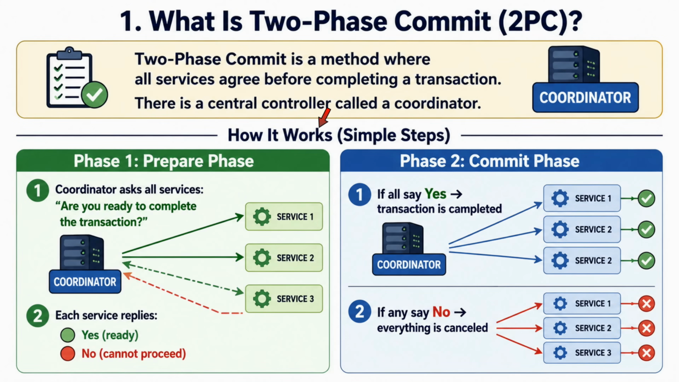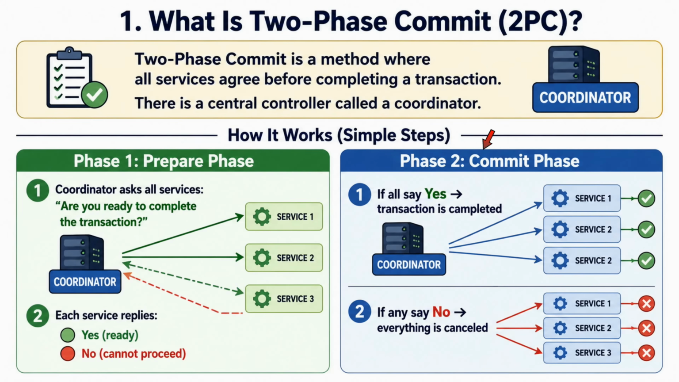How does two-phase commit work? Two-phase commit happens in two phases. Phase 1, prepare phase. The coordinator asks all services, are you ready to complete the transaction? Each service gives one reply, yes, ready, or no, cannot continue. The coordinator waits for responses from all services.